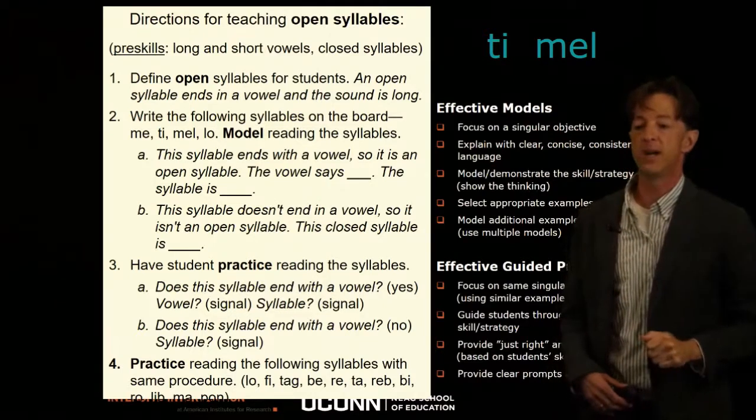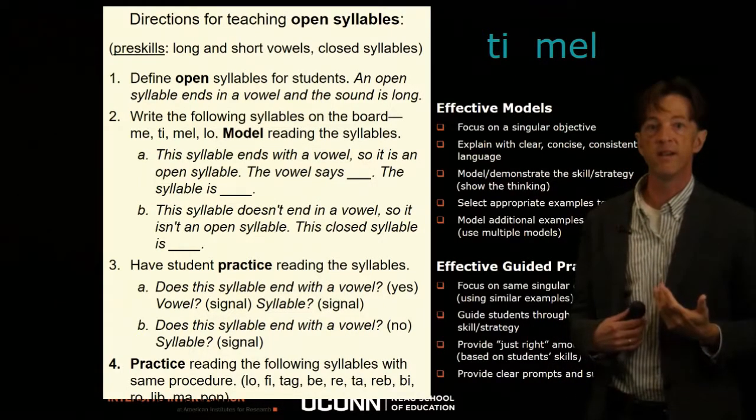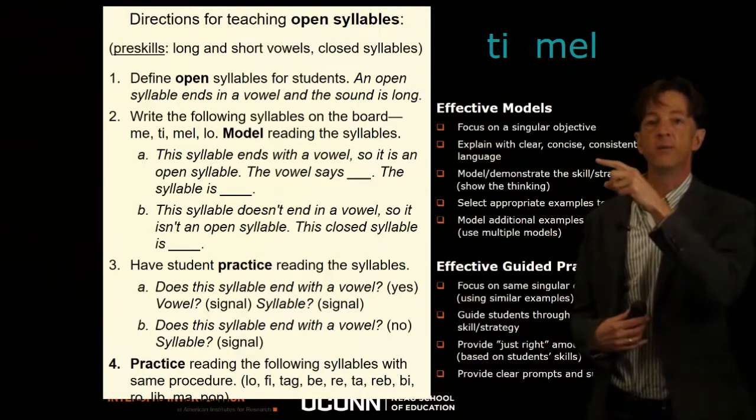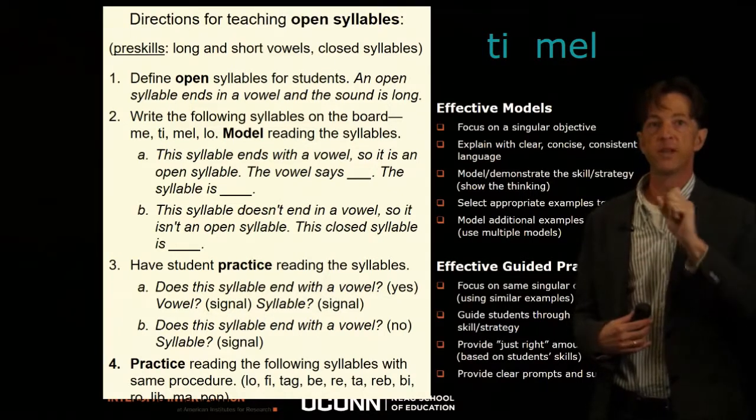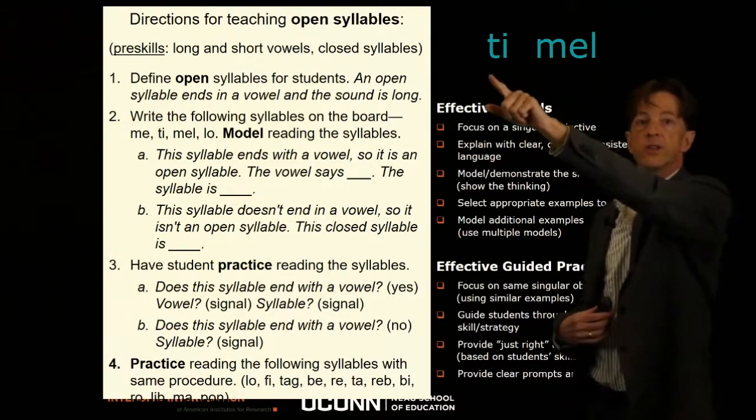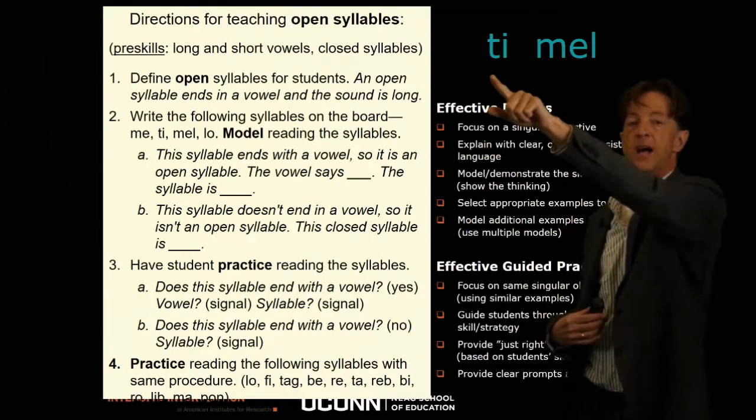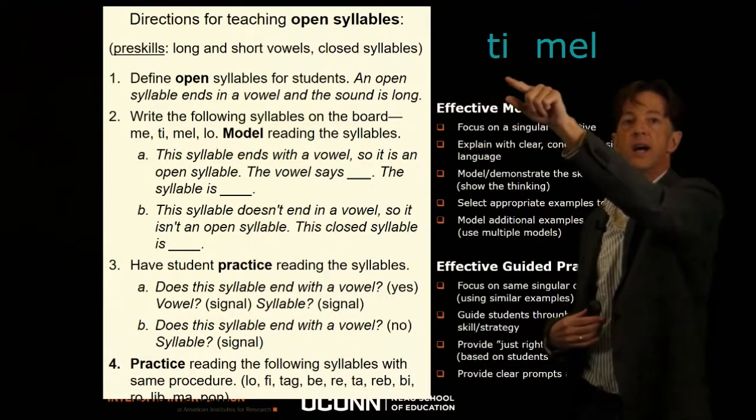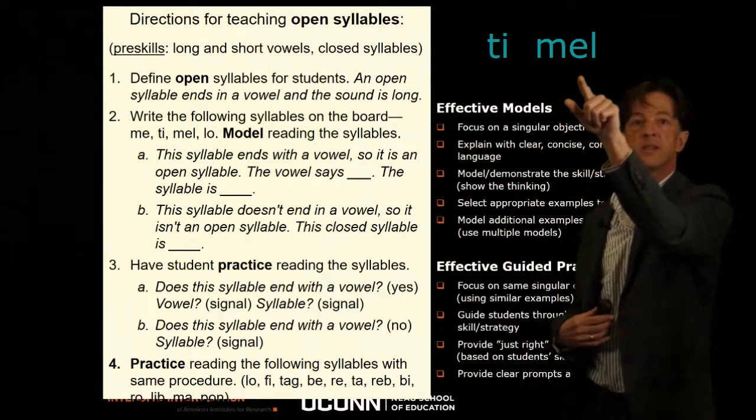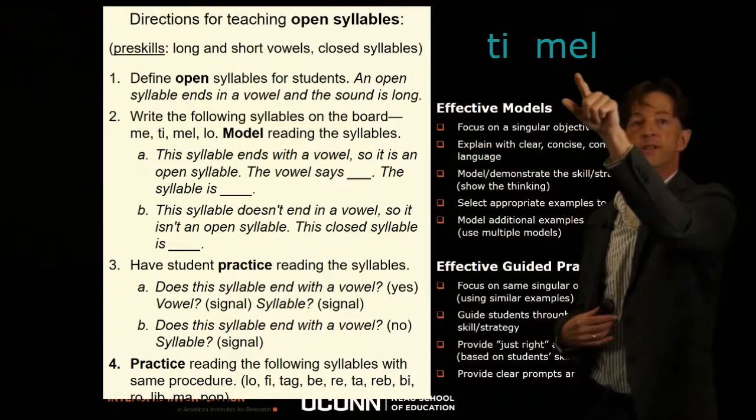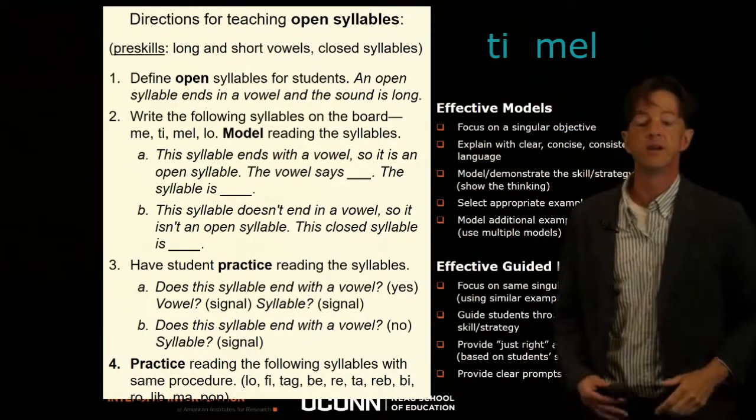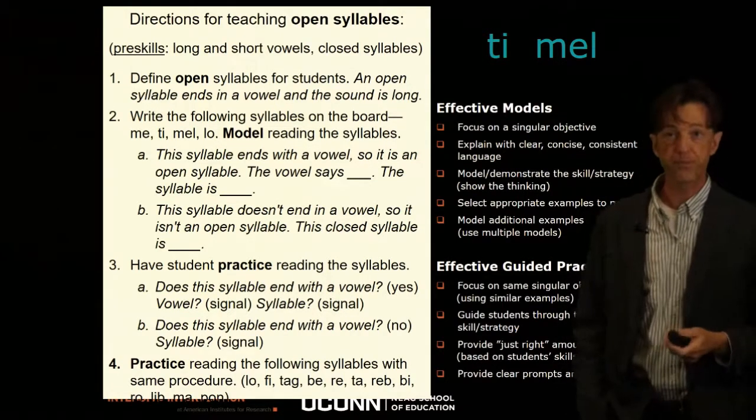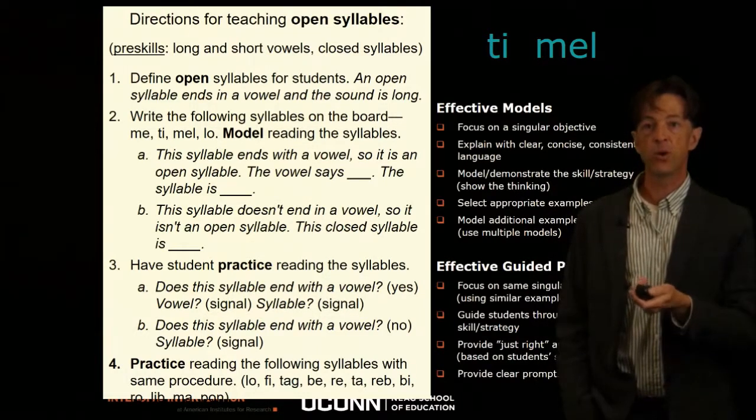I'm giving them a ready signal: I say vowel, and when I point, they say the vowel. Then I say syllable, and when I slash, they read the syllable. So again, okay, let's look at this syllable. Does this syllable end with a vowel? Yes. Vowel, I, syllable, tie. And for this one, does this syllable end in a vowel? No. So then I would say syllable, mel. Again, I'm assuming that they can read those closed syllables without going through and talking about the short vowel.